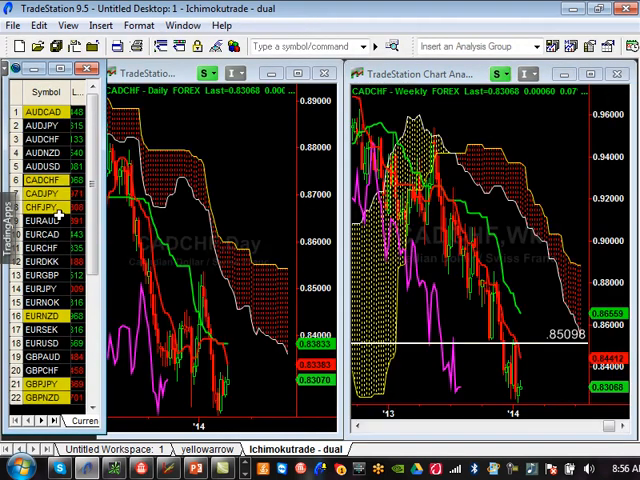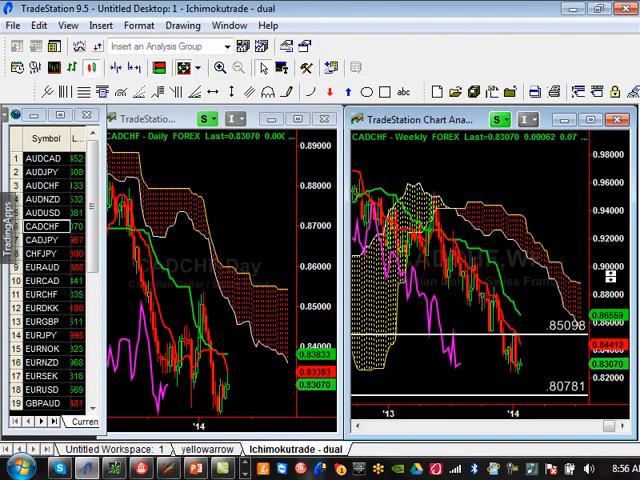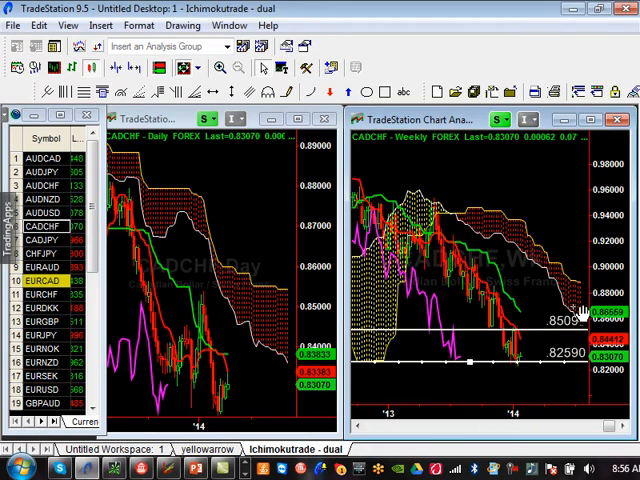CAD Swissy, if you look at this, this is still continuing its journey downwards here. It's at a major support level right now, which is, no, it's not there. That's right here. This is a major support level at 82.59. Minor resistance on this one's going to be 83.83.